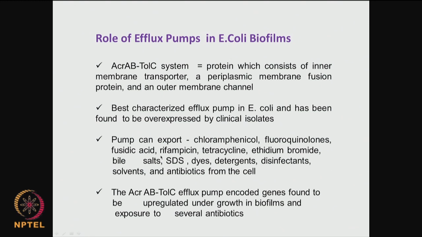This family encodes genes found to be upregulated under growth in biofilms and exposure to several antibiotics. So, in the biofilm, as well as when the E. coli is exposed to antibiotics, these genes which encode these particular efflux pumps get upregulated. So, they are very active and they are found especially in clinical isolates.